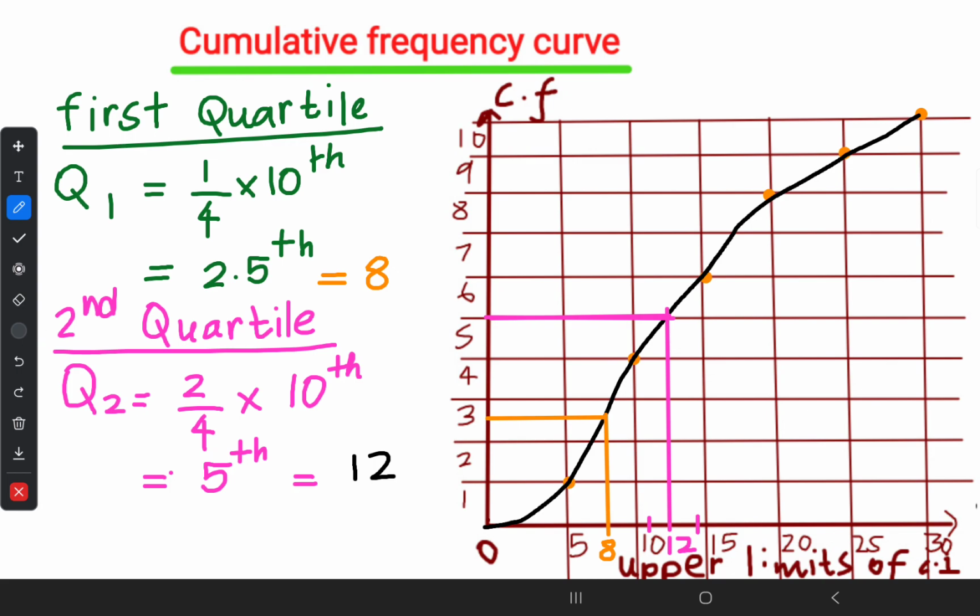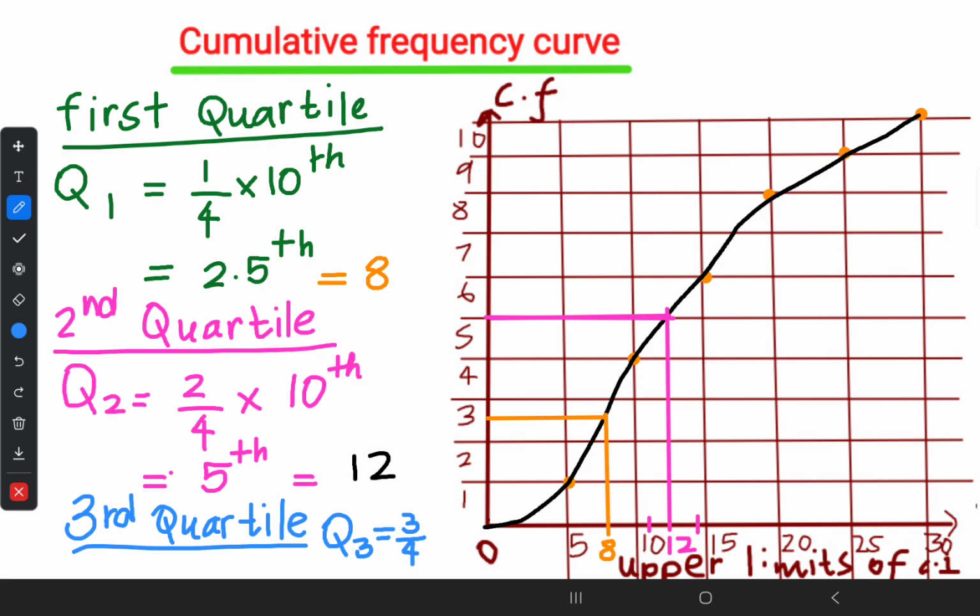Simple thing. Then you have to find one more, that is our third quartile. The representational notation for the third quartile is Q3. 3/4 of tenth means 3 times 10, it is 30 divided by 4, the exact 7.5th location. So through the 7.5th location, draw a straight line.